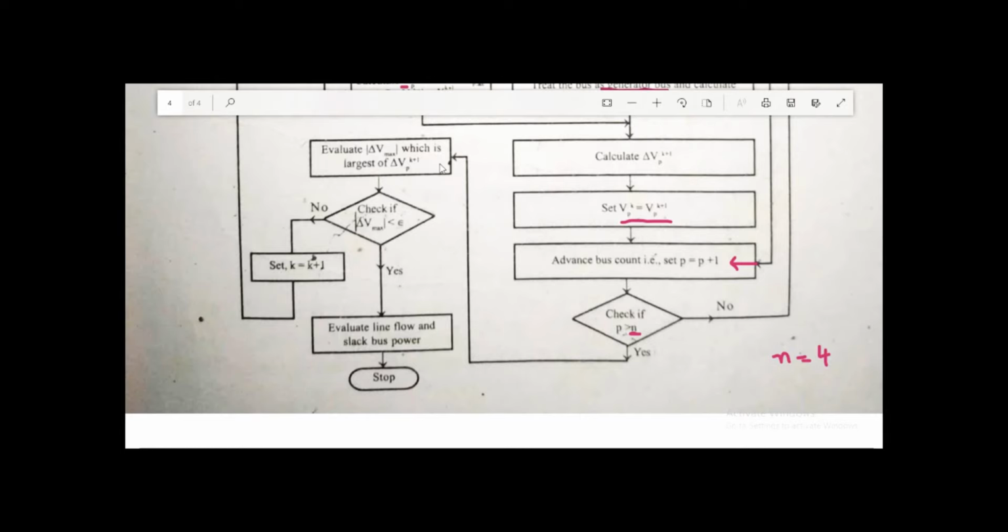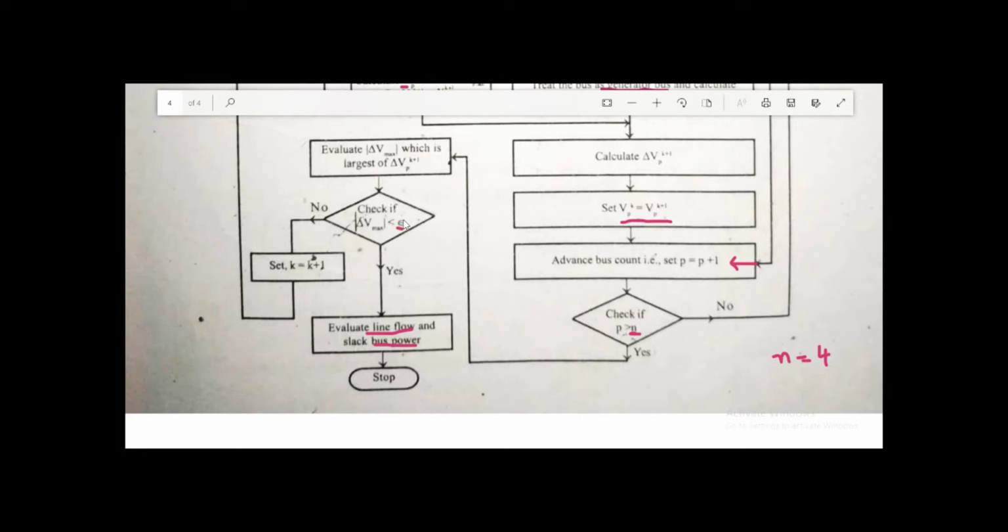Okay. And what will you check? You will check the difference in the voltage. And if the difference in the voltage is less than epsilon, what is there? If the difference in the voltage of two consecutive iterations is less than the convergence criterion epsilon, you can stop the process, isn't it? So while stopping, you will be calculating the line flow, that is the current, as well as the slack bus line flow, means other bus powers or current as well as the slack bus power, and you'll be stopping it.